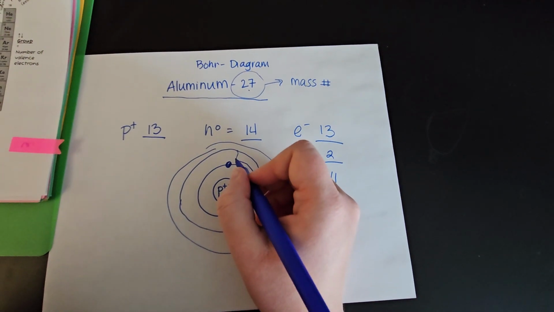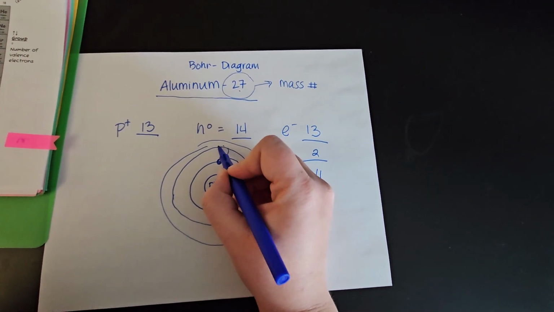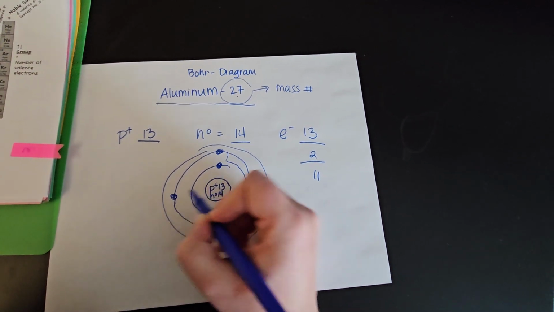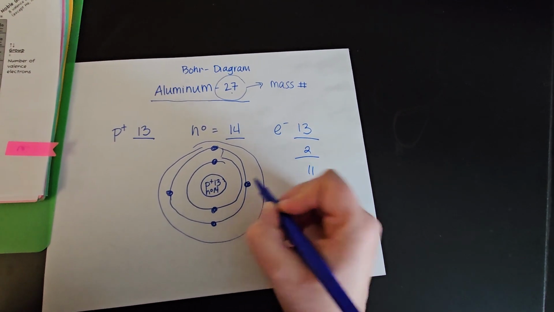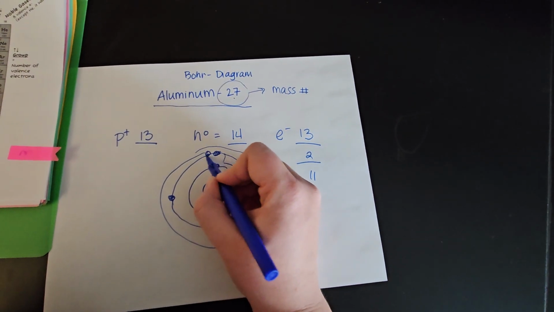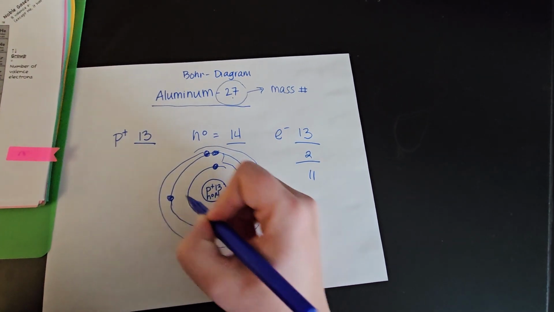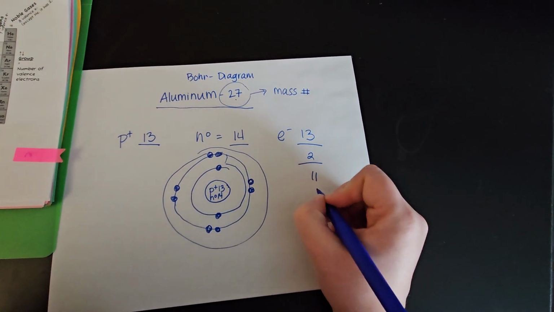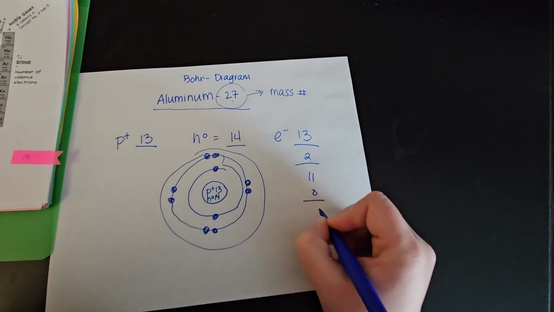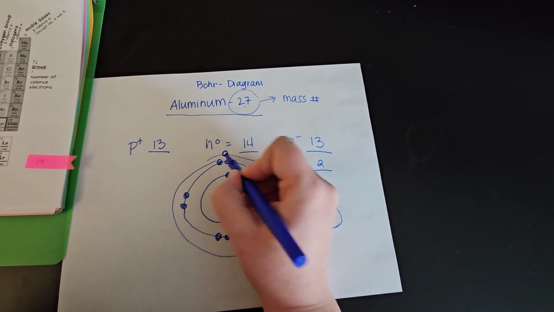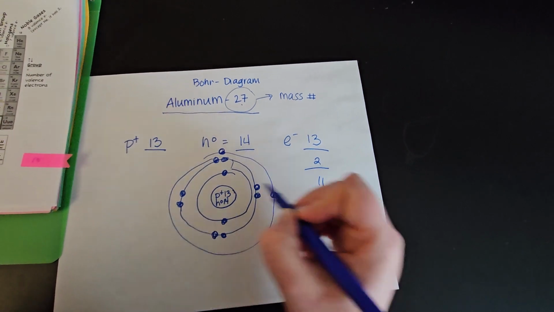Our second shell can only hold 8 electrons. We go top, bottom, left, right, but I can fit 8, so we add again. Top, bottom, left, right. So now I've added 8. 11 minus 8 is 3. I'm left with 3. So this last shell gets 3 electrons.